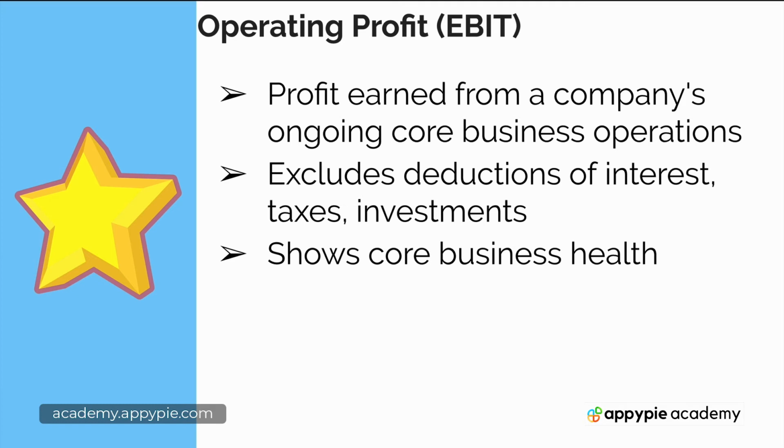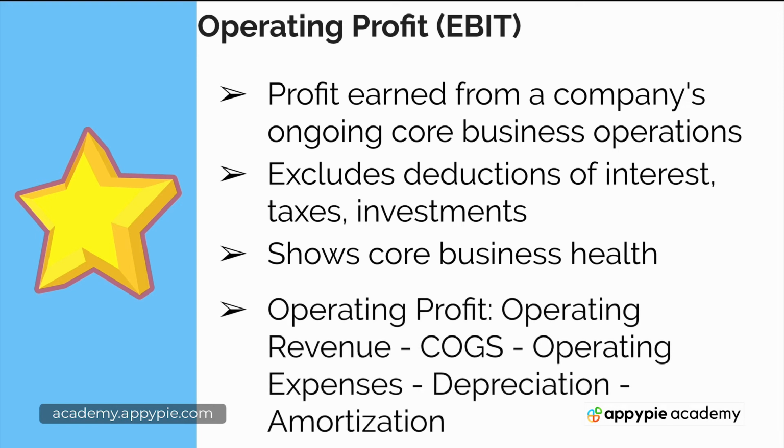So the operating profit is useful for showing the health of the core business. And to calculate it, essentially you take your operating revenue, subtract cost of goods sold, subtract expenses, subtract any kind of interest or debt you have, anything like that. And that gives you the actual real profit of your core business. Once you have that, you've got your profit. What this gives you is a dollar amount.